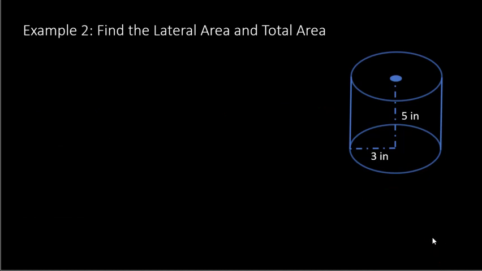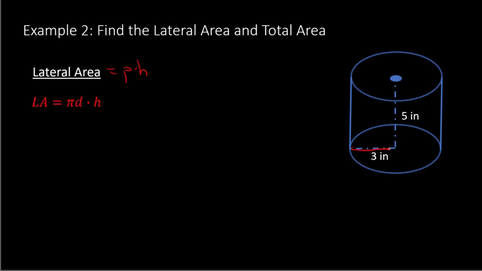Let's do one more example, and let's see if you can get this one on your own. So you can pause the video if you need, and then unpause when you're ready to hear the explanation. So for example 2, we want to find the lateral area and the total area. And to do that, the lateral area is found by doing the perimeter of the base times the height of the prism. Well, the perimeter of the base, that is your circumference, right? That's the distance around that circle, and circumference is pi times diameter. So lateral area is pi times diameter times the height.